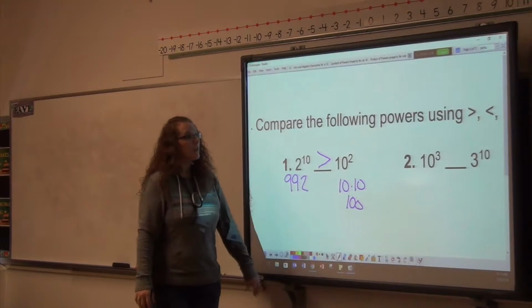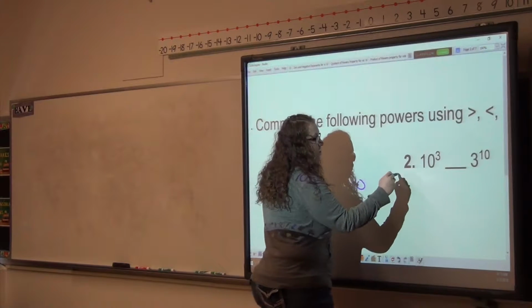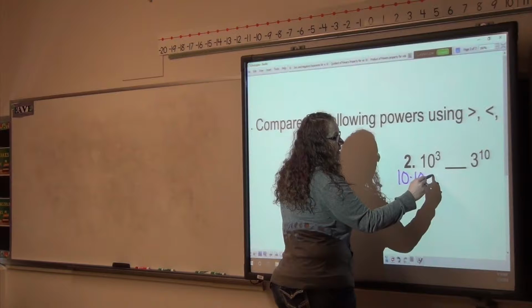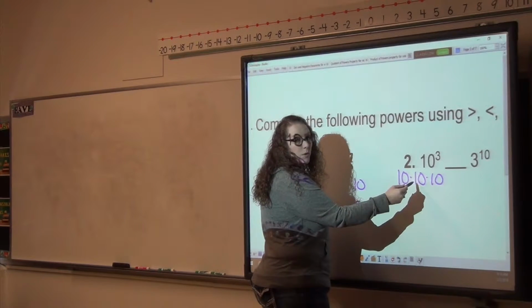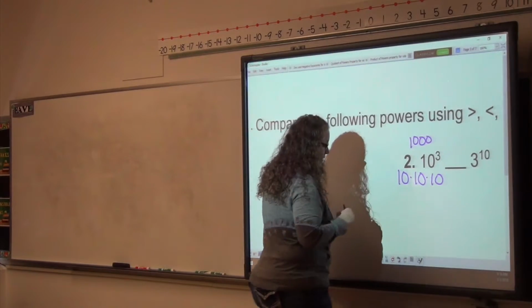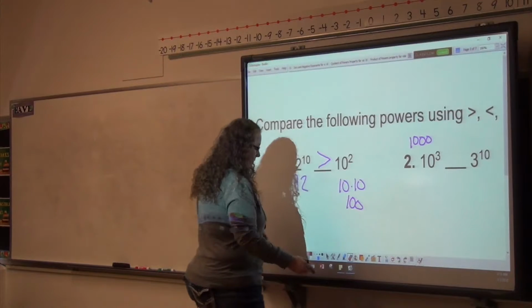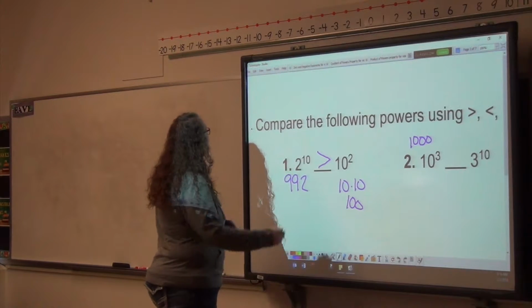this one here. All right, here we have got 10 to the third, which is 10 times 10 times 10. 10 times 10 is 100, times 10 is 1,000. So this one here is 1,000. All right, we're gonna need a little bit of space to do this one here. Actually, you know what, we're gonna pull out our calculator.